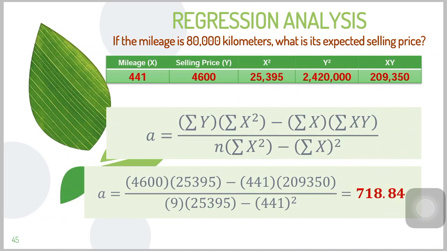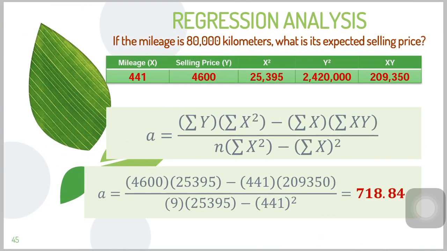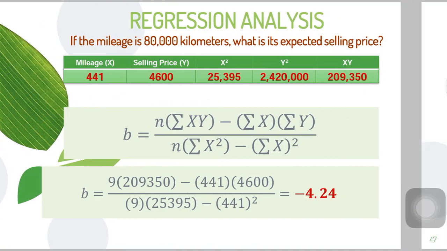Based on the computation, the value of our A is 718.84. Now let's solve for the value of B. You could pause this video and try solving for the value of B. Based on the computation, the value of our B is negative 4.24. We substitute A and B to our regression line equation. That's y prime equals bx plus A.